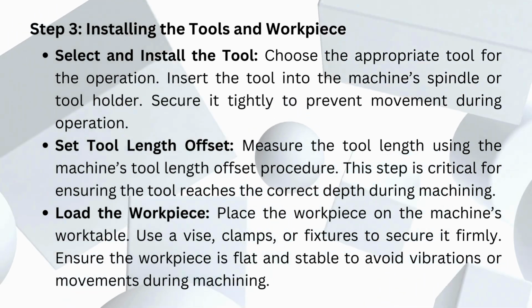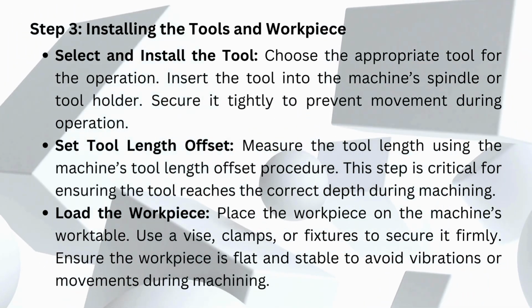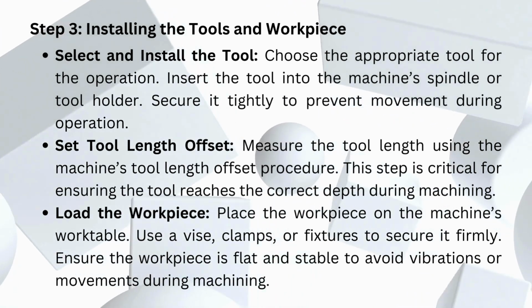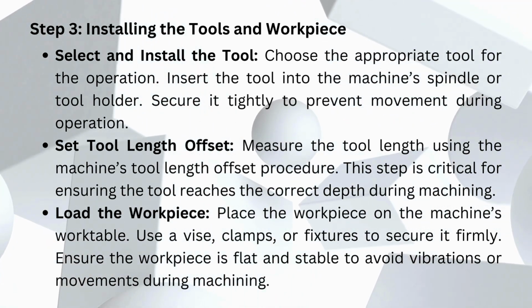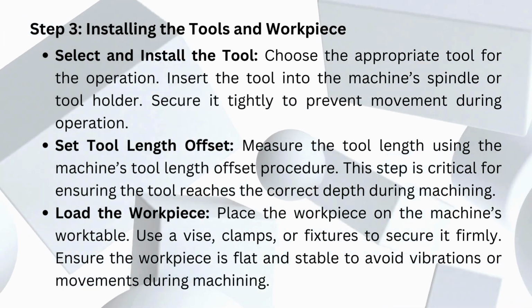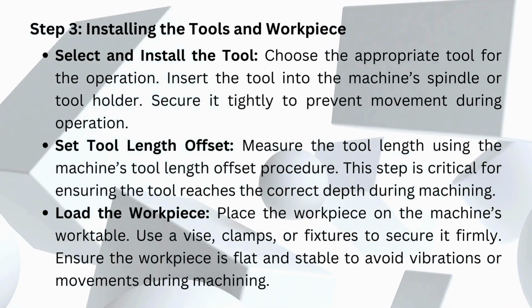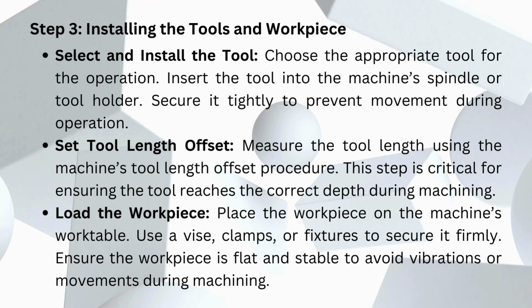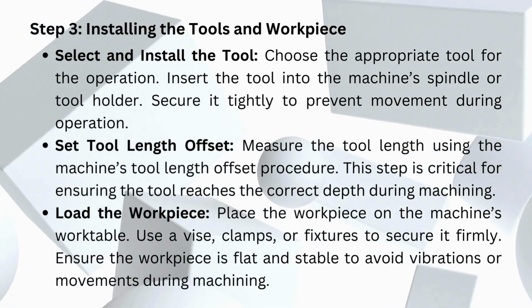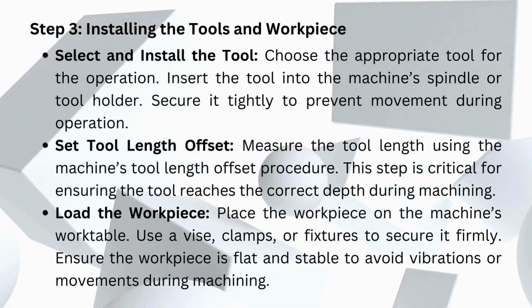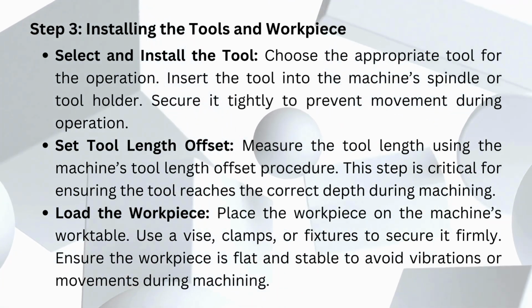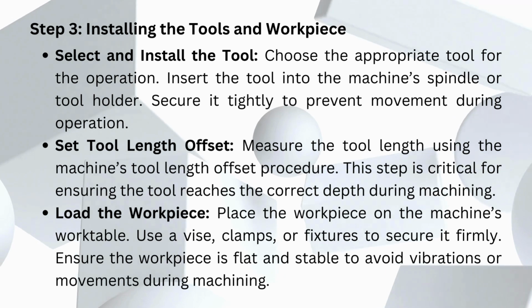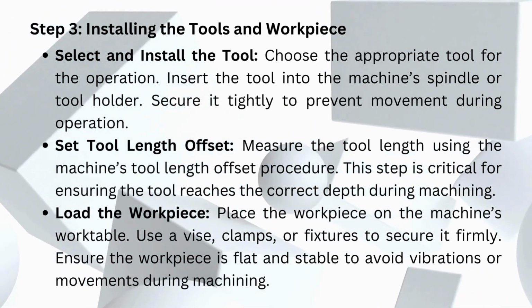Step 3. Installing the tools and workpiece. Select and install the tool. Choose the appropriate tool for the operation. Insert the tool into the machine's spindle or tool holder. Secure it tightly to prevent movement during operation. Set tool length offset. Measure the tool length using the machine's tool length offset procedure. This step is critical for ensuring the tool reaches the correct depth during machining.